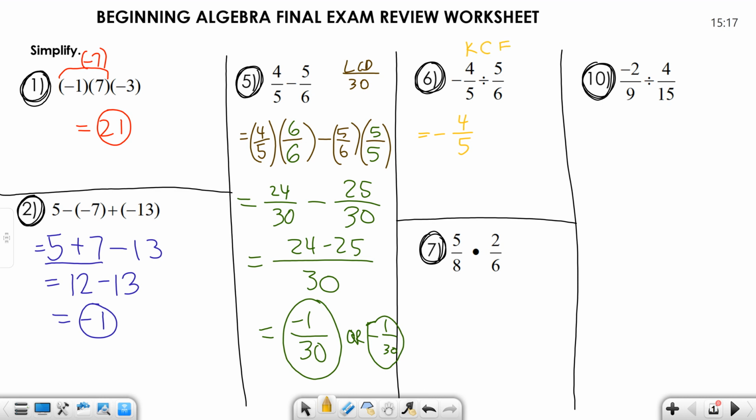How do we do this? We keep, we change, and we flip. So we keep negative 4/5, negative 4/5. That's the keep part. Change, we're going to change this to what? Times. And then we're going to flip this fraction. So 5 over 6 becomes what? 6 over 5. So now we're multiplying two fractions.